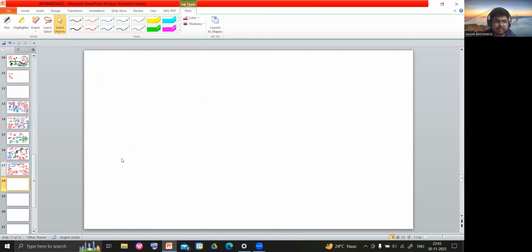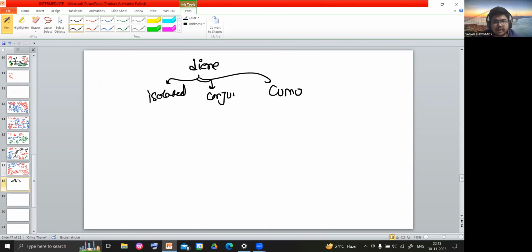The more advanced problem in HX addition is the conjugated diene. There are three types of diene actually. One is isolated diene, one is conjugated, and one is cumulated diene. Isolated means the alkenes are actually isolated. No resonance is possible, like this. Conjugated means this and this are undergoing resonance. So this is a conjugated diene.